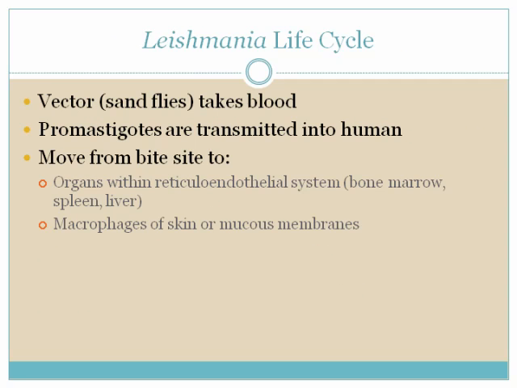Leishmania life cycle: the vector is the sandfly that takes the blood meal. The promastigotes are transmitted into the human, and they move from the bite site to organs within the reticuloendothelial system, such as the bone marrow, spleen, and liver. And they also move into the macrophages of the skin or mucous membrane.